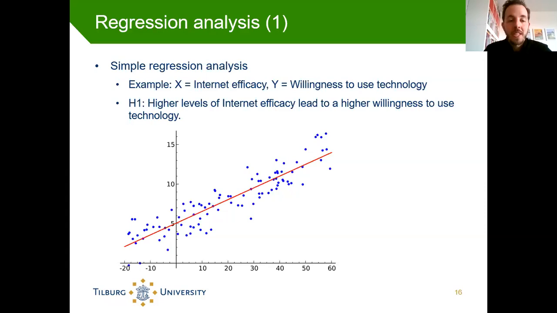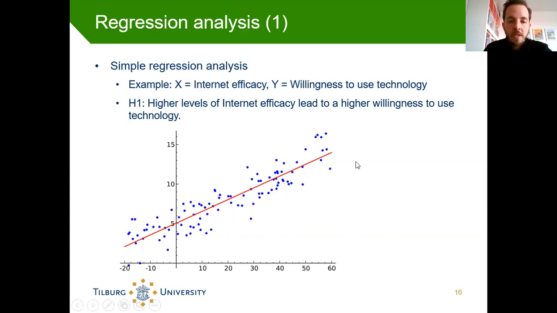So this is a very high score, but as you can see, there are also relatively low scores on the other hand. So -20, even almost. So this might be a very low score for someone who's not good at all in using the internet. Right, so that's the x-axis. On the y-axis, you have plotted the willingness for people to use technology. And this can also be relatively low, and it can also be relatively higher. And what you were hypothesizing is that higher levels of internet efficacy, so higher values on the x-axis, would also correspond to higher values on the y-axis.